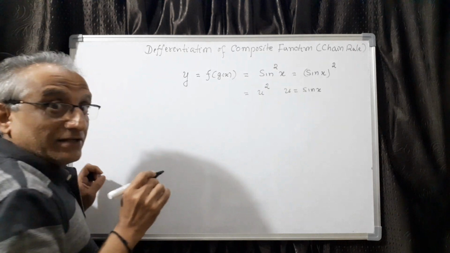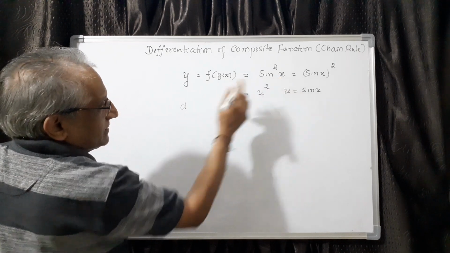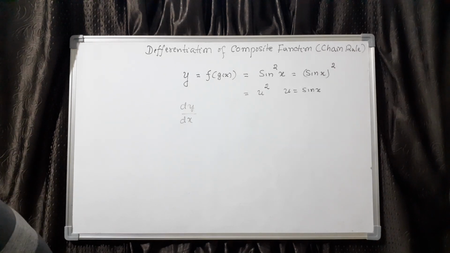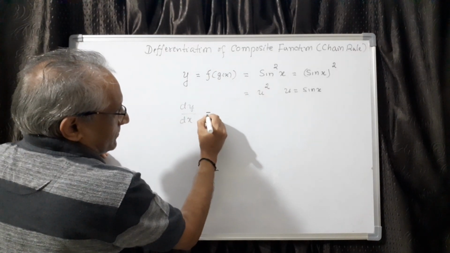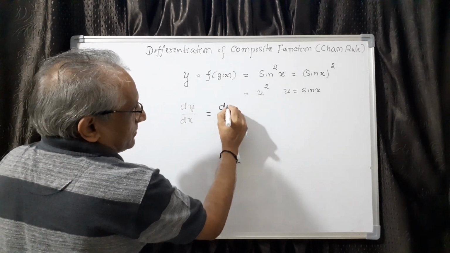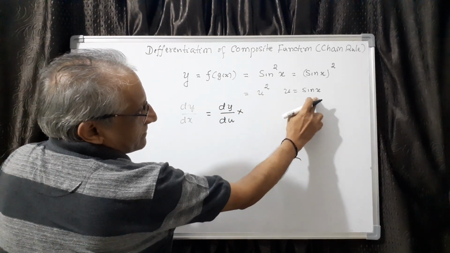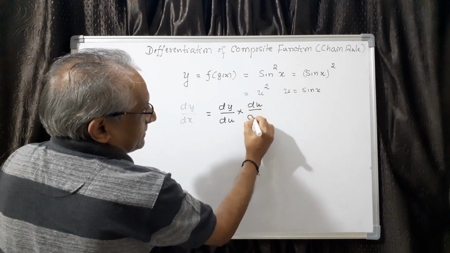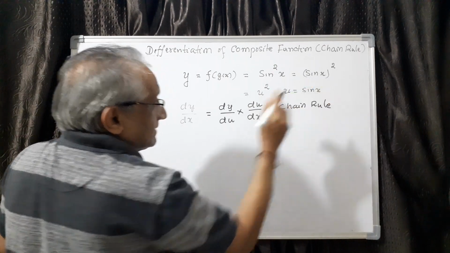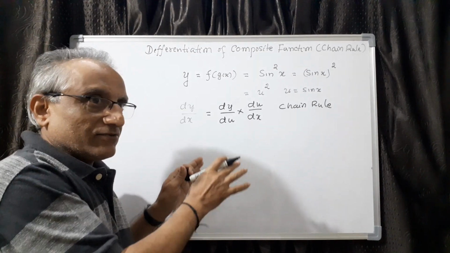So now the chain rule is this actually. We want to differentiate this with respect to x. So it is dy by dx. This will be equal to dy by du into du by dx, because y is now a function of u, and u is a function of x. This is actually called chain rule. Actually it can be proved, but this proof is not there in the textbook, so let me not go into detail of the proof.